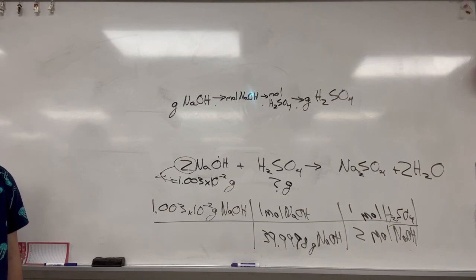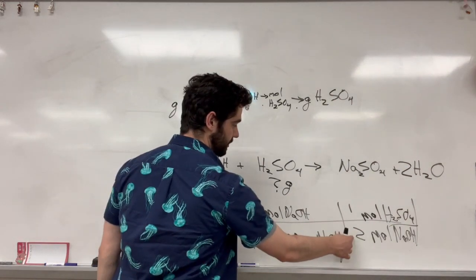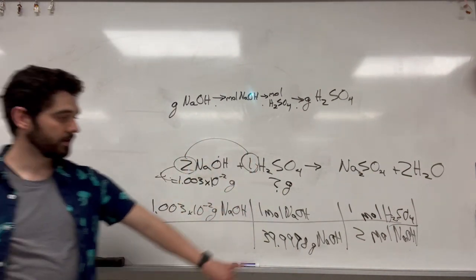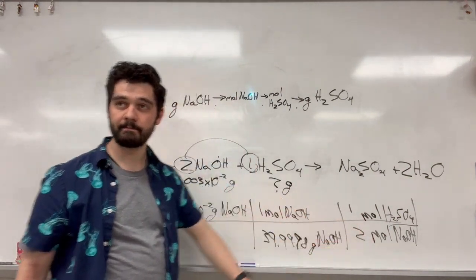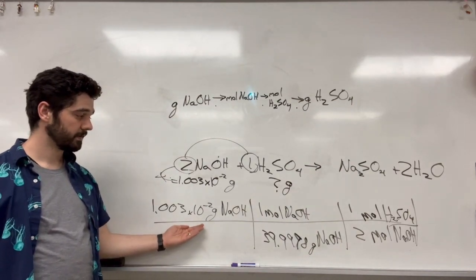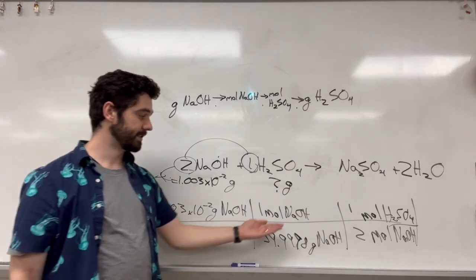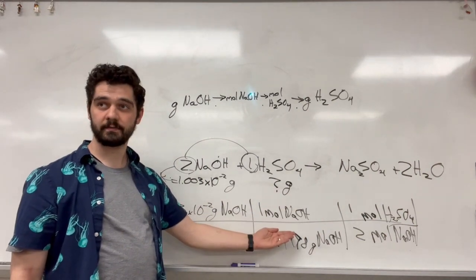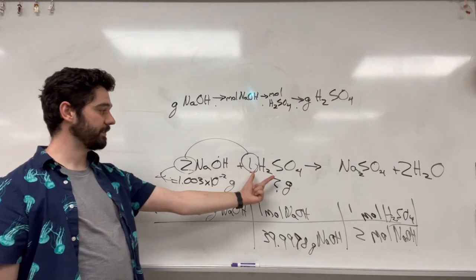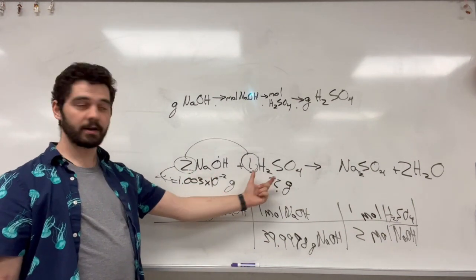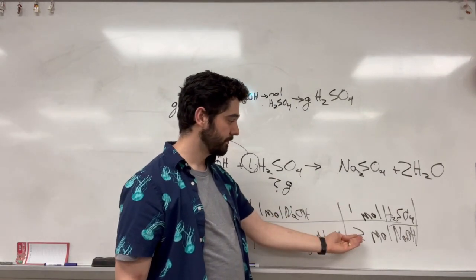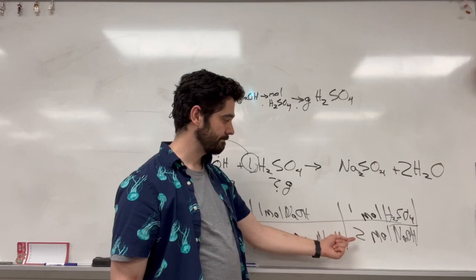So this ratio, 1 to 2, is from this. That matters now because we're doing moles. So I have this weight of sodium hydroxide, which means it's this many particles. Now I know that for this many particles, I have half as many particles of this, because for every 2 of these, you only have 1 of these. So that's the mole ratio. So for every 1 over 39, we have 1 over 2.